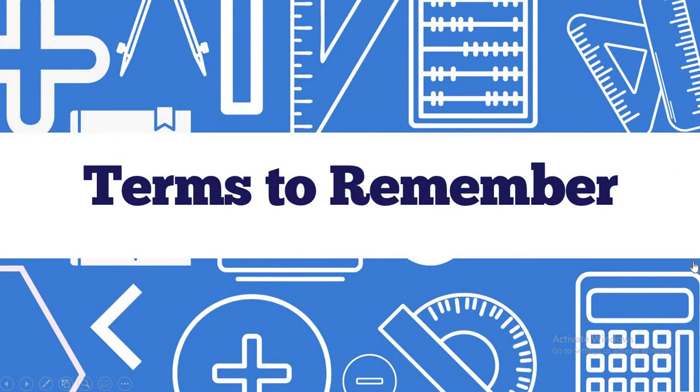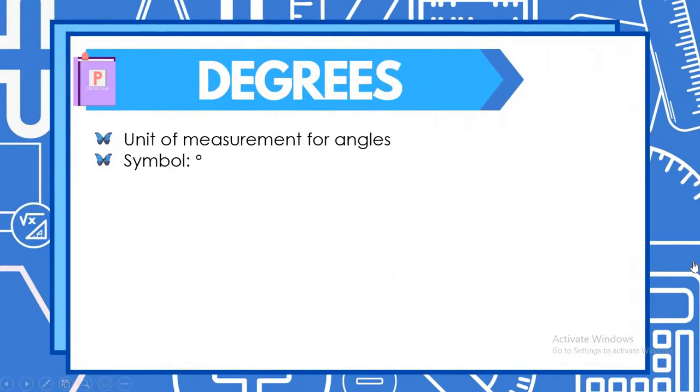Let's start by defining some terms, starting with degrees. Degrees is the unit of measurement for angles. We measure this one through a protractor. Then the symbol used for degrees is this one. So some examples of unit of measurement involving degrees are 90 degrees, 100 degrees, or 1.5 degrees.